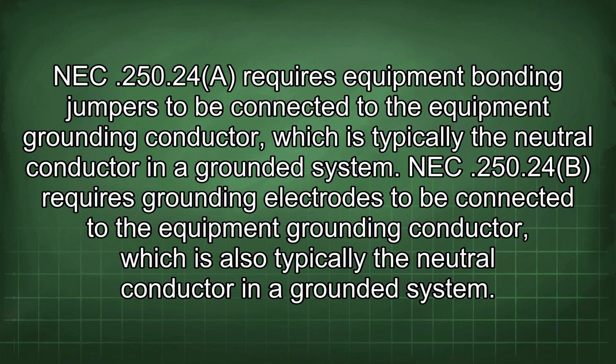NEC 250.24 requires equipment bonding jumpers to be connected to the equipment grounding conductor, which is typically the neutral conductor in a grounded system.